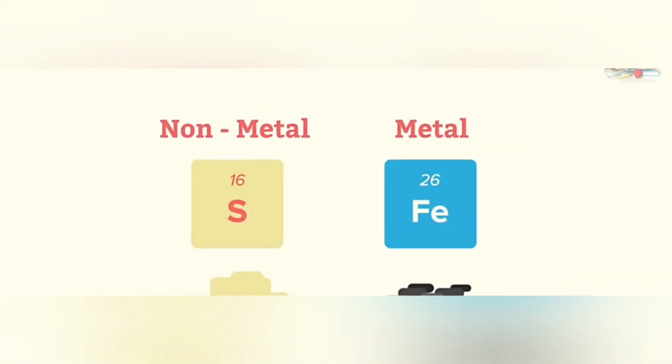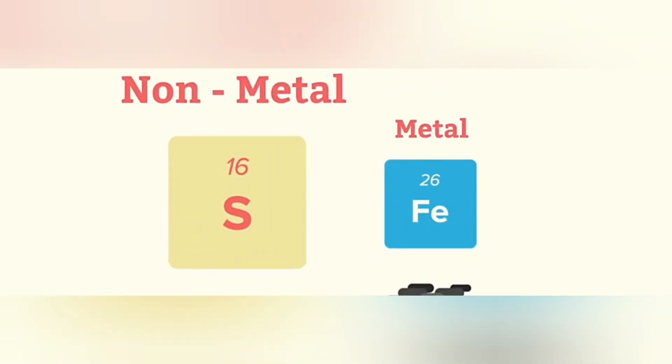So from these 4 tests, it can be seen that iron and sulfur are 2 completely different elements and behave differently in the 4 tests. Iron is a metal element, sulfur is a non-metal element.